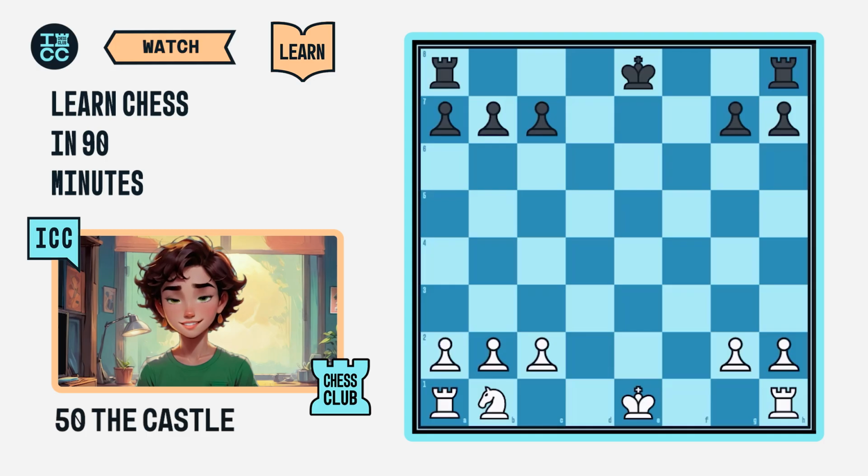Let's go into a bit more detail regarding the castling rule. As we said in the previous video, there are two ways to castle. We can castle on the king side, or short castling, or on the queen side, which would be the long castling.